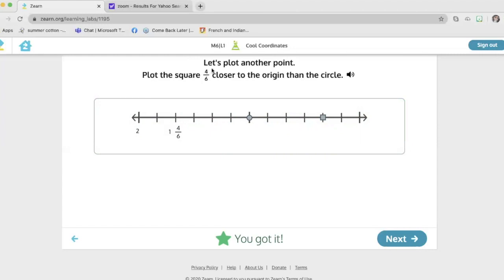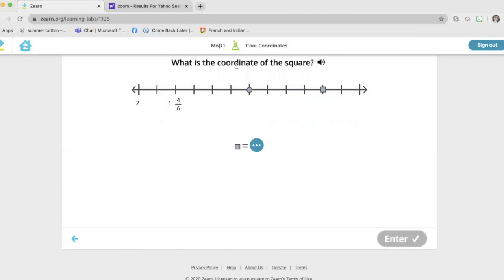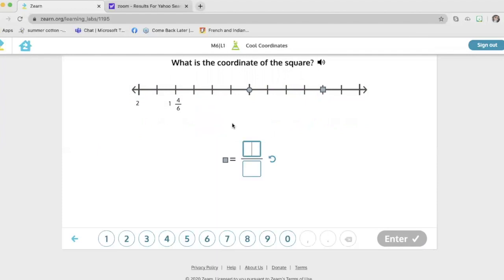So it says plot the square 4/6 closer to the origin than the circle. So that means we're starting from the circle and we're moving over 4/6. They don't want us to start at the origin. Okay, what is the coordinate of the square? So we're at 0, that would be 1/6, that would be 2/6.